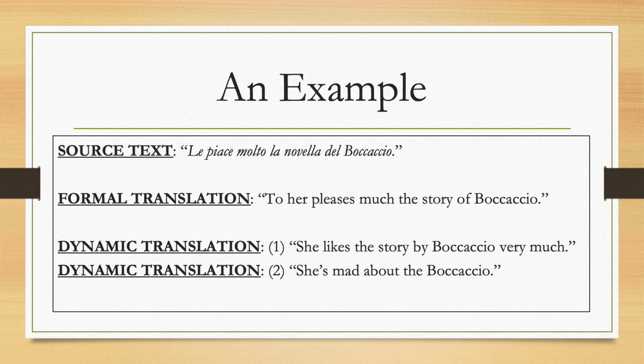Consider an example. What if we had to translate the Italian sentence "Le piace molto la novella di Boccaccio" into English? The literal, most extremely faithful rendering of this would be, "To her pleases much the story of the Boccaccio." As you can see here, this is quite awkward. Would it be better to go with something different, such as, "She likes the story by the Boccaccio very much"? Or what if we went even further and said, "She's mad about the Boccaccio"? As this example suggests, the most successful translation is sometimes not the one that is the most literal and narrow.